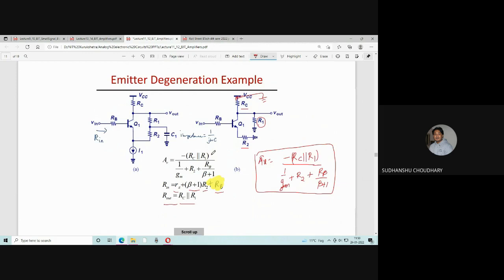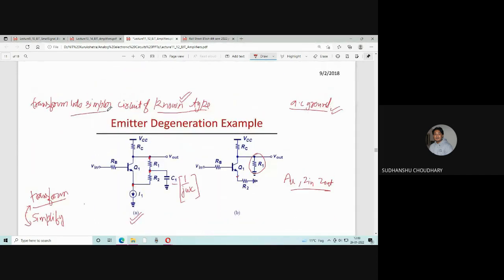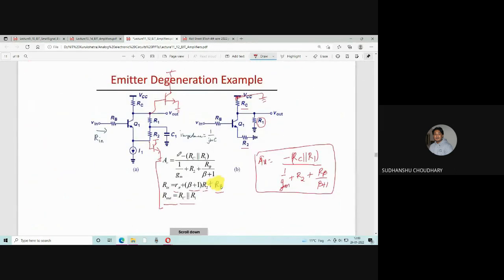So this way one can find out these small signal parameters, that is, gain, input impedance, and output impedance for any other complex circuit, not just this circuit. One can think of connecting a transistor over here, as we had seen in one of the previous examples, or maybe here also one can connect a transistor, and make this circuit a little bit complex and scary, right? But we know that we need to simply transform this complex circuit into a simpler circuit of known type. Once I do this, I can easily find out these parameters for any complex circuit.